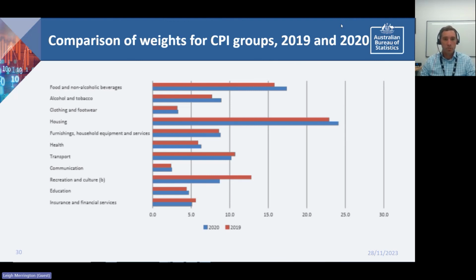The other notable change was recreation and culture. So this includes a lot of things, but travel being a big one. You can see its weight in 2019 was about 13%. It fell to about 8% with both international and domestic holiday travel falling when borders were closed. So by updating the basket, we're able to have a more accurate CPI during the COVID-19 experience. And now that we're getting back to normal, we've got the weights returning to sort of pre-COVID levels.